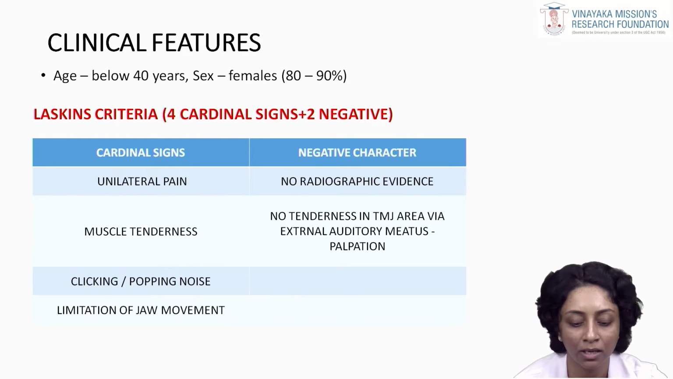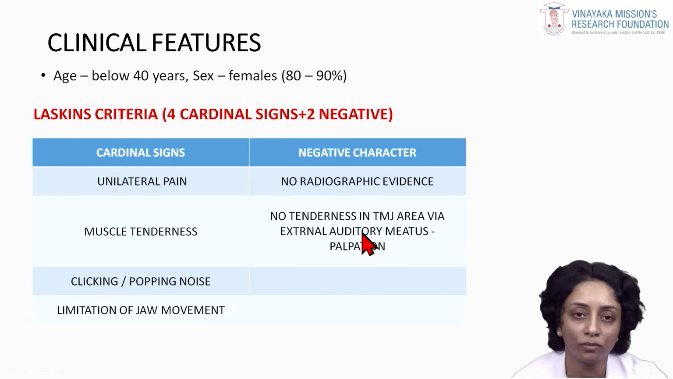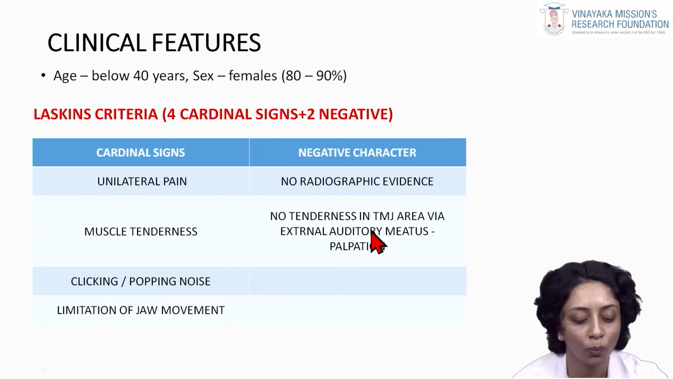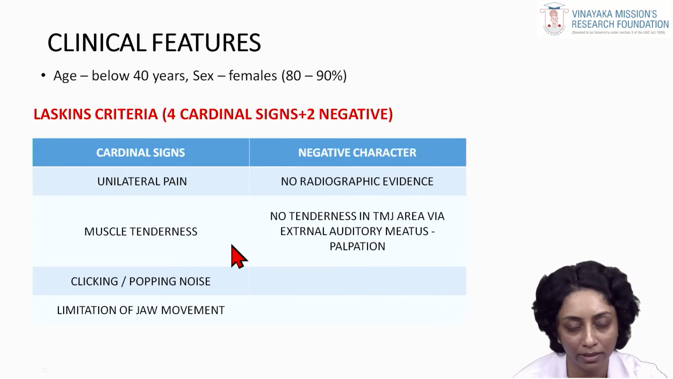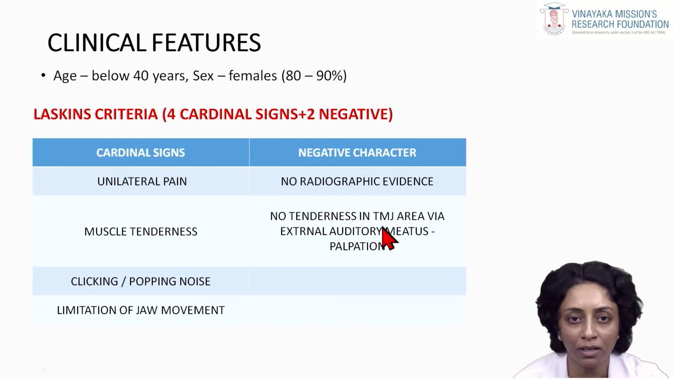The negative characters are that there is no radiographic evidence, the TM joint and the condyle are going to be absolutely normal, and there is no tenderness in the TMJ area when we palpate in the external auditory meatus. So if there is no radiographic evidence and no tenderness in the TMJ area, with the patient having purely muscular tenderness, then we categorize the patient as having MPDS.